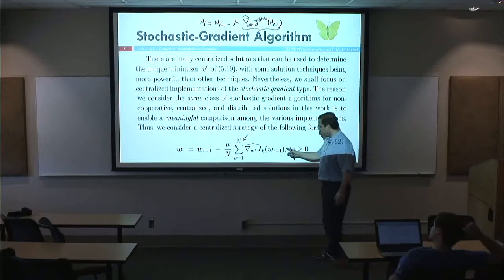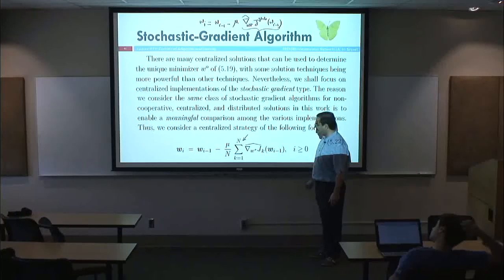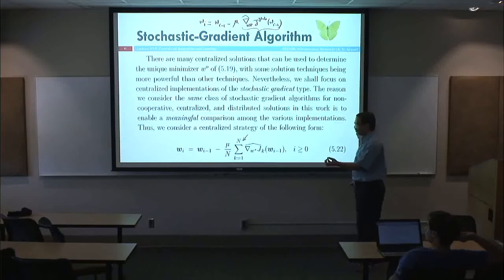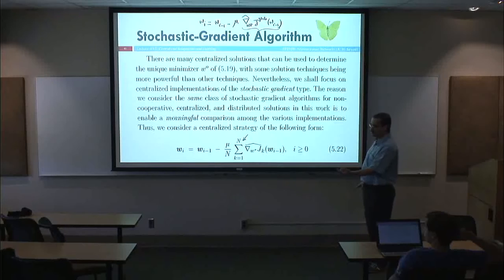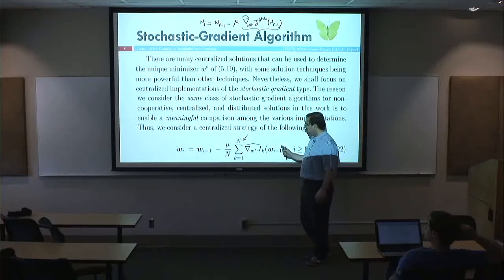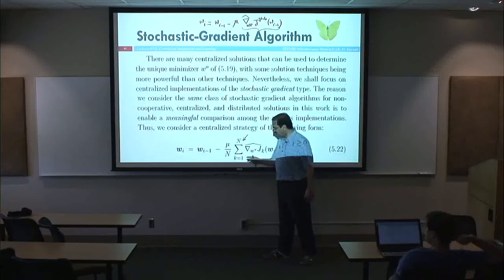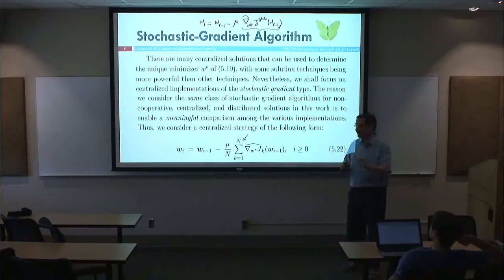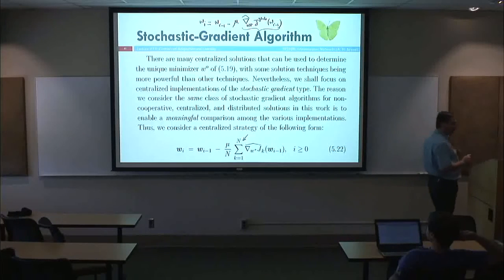Fine? So this is what I'm doing here, the sum of the approximate gradients, and I'm using as a step size mu over n. So if the non-cooperative solution uses mu, for the centralized solution I'm going to use mu over n. The reason why is because, as you are going to see, by using mu over n here, the convergence rate of this centralized solution will be the same as the convergence rate of the non-cooperative solution. And why do I ensure that they have the same convergence rate?